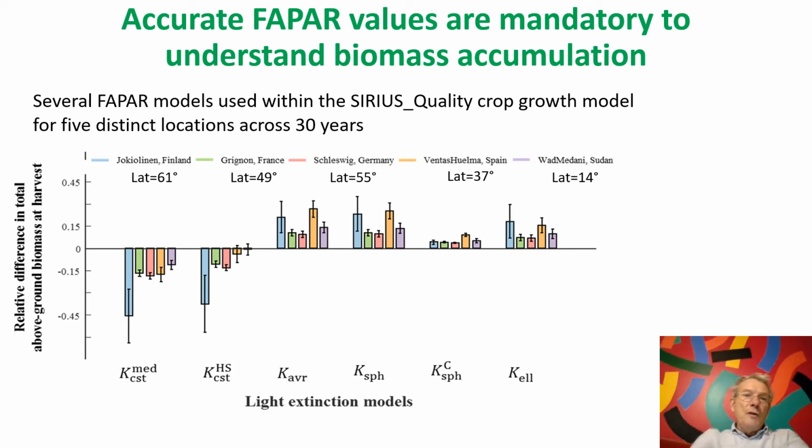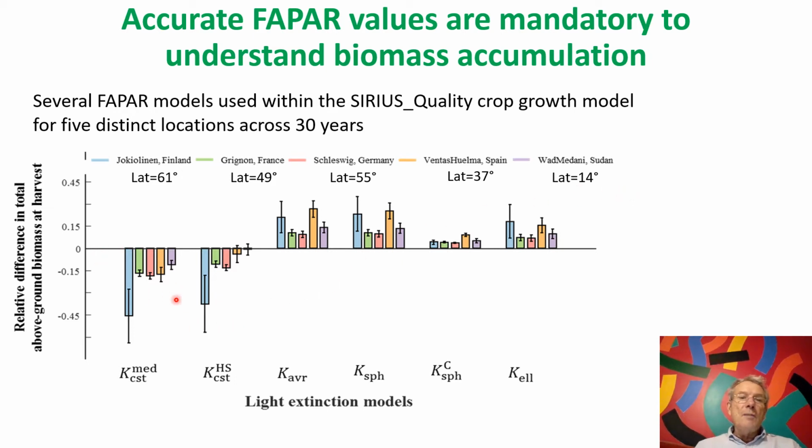It is very important to get accurate FAPAR values to better understand the biomass accumulation. We have here some results from model simulations. It's the SiriusQuality crop growth model that simulates the accumulation of biomass or the functioning of the canopy depending on the climate, the soil, and the management techniques. The simulations have been done here for 5 locations, from high latitude sites in Finland at 61-degree latitude down to low latitude locations in Sweden at 14-degree latitude.